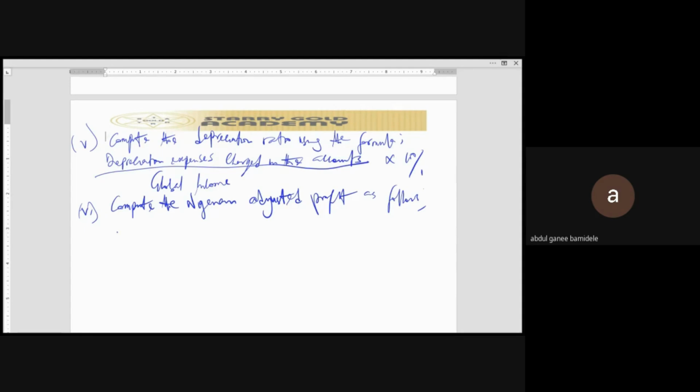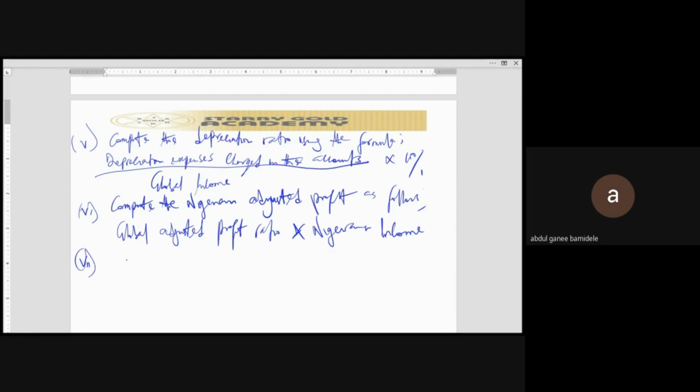You say the global adjusted profit ratio multiplied by the Nigerian income. That was why I wanted to say let's determine the Nigerian income first. Then the next step is to compute the Nigerian adjusted profits by multiplying the global adjusted profit ratio by the Nigerian income. So after doing that, you arrive at the Nigerian adjusted profit.